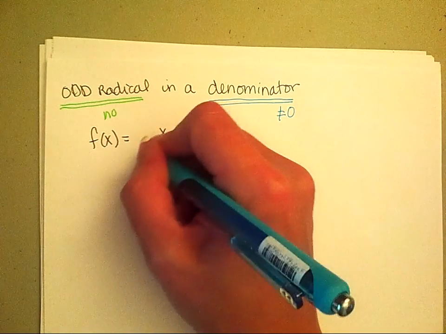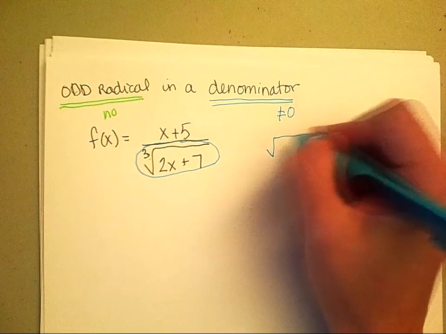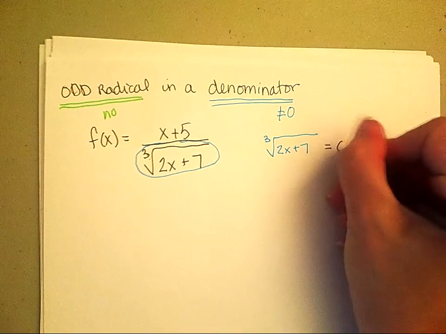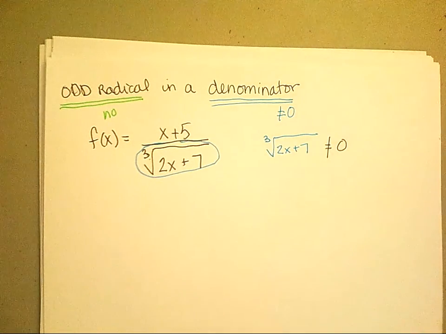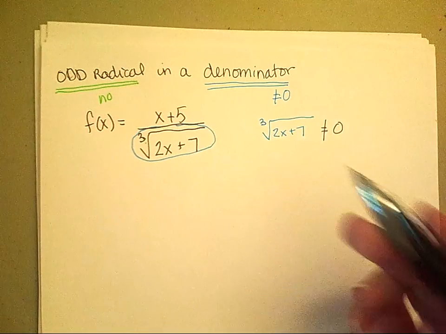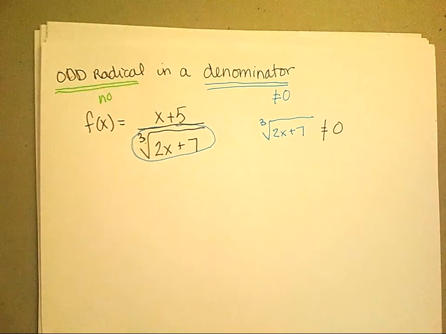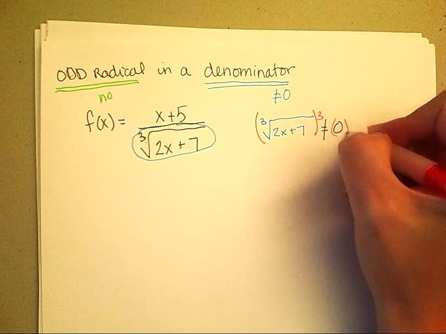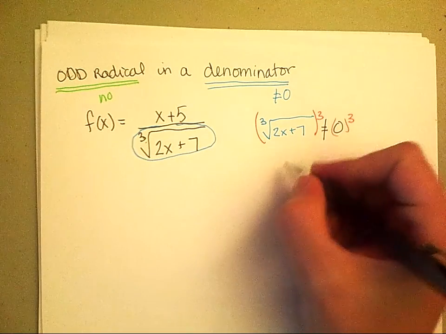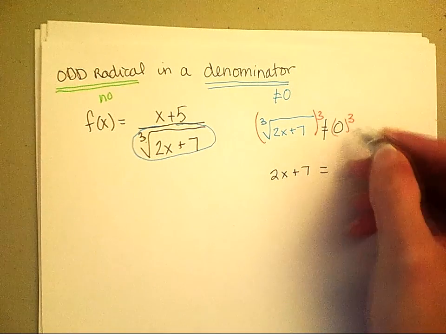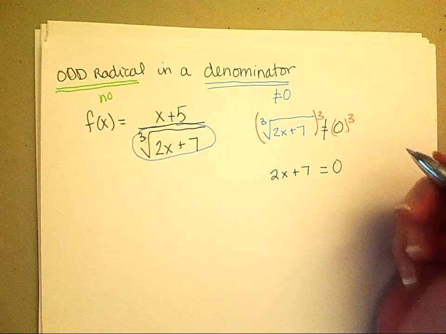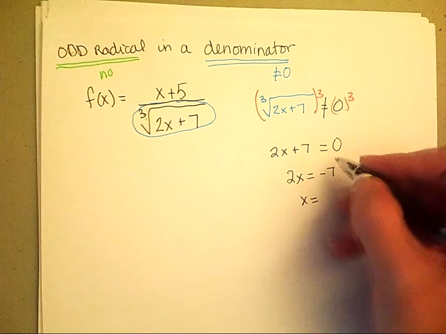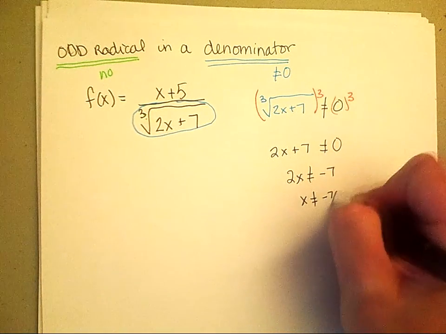That's fine. So we'll pull out the denominator, that is the cube root of 2x plus 7, and put that equal to 0, because that will be the values that x cannot equal. Now if we solve this, I could cube both sides. Cubing a cube root will undo it, so we'll just be left with 2x plus 7. And 0 cubed is just 0. And now it's nice and linear. So this is 2x plus 7 equals 0, or that x cannot equal negative 7 halves.